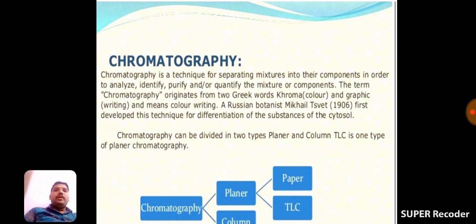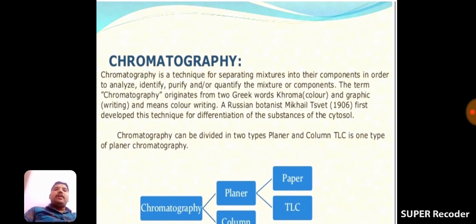The term chromatography originates from two Greek words. Chroma means color and graphic means writing. So chromatography means color writing technique.